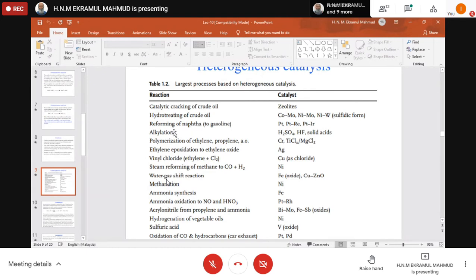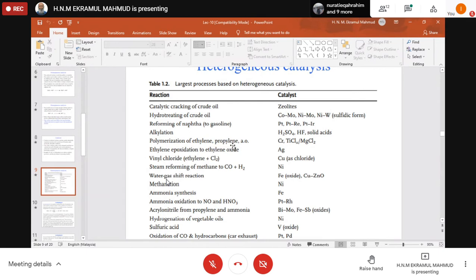Alkylation also is different. This can be used in any industry, whereby an alkyl group is added to a long chain of hydrocarbon. So this is alkylation. In alkylation, we can use sulfuric acid, hydrogen fluoride, solid acid catalysts, and boron trifluoride. So these are the catalysts that are used.